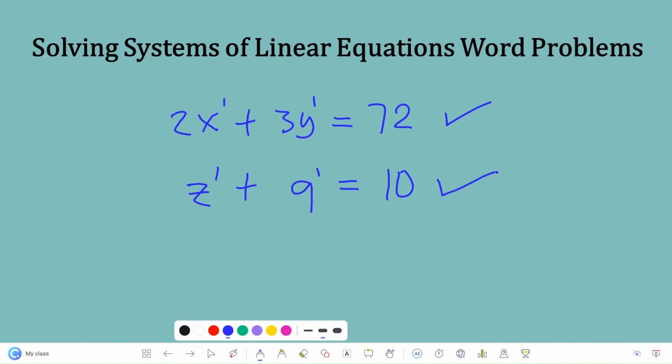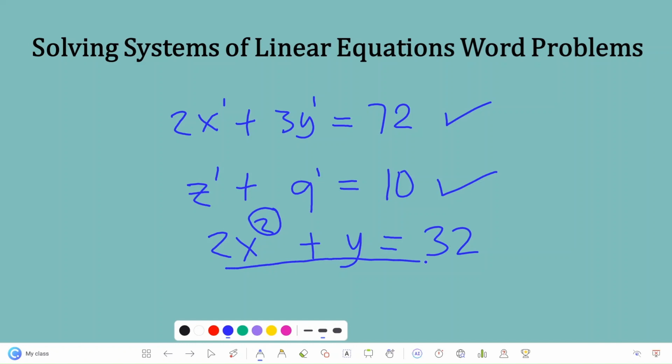Ano ba ang hindi mako-consider na linear equation? Ang quadratic equation, say for example, 2x squared plus y is equal to 32. Hindi ito linear equation dahil ang x is raised to the power of 2. Okay? So, linear siya dahil diretso lang. Okay? At ang power ay raised to 1 only. Yan ang definition ng linear equation.